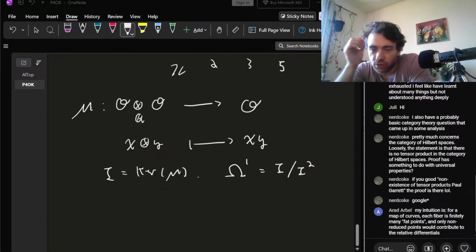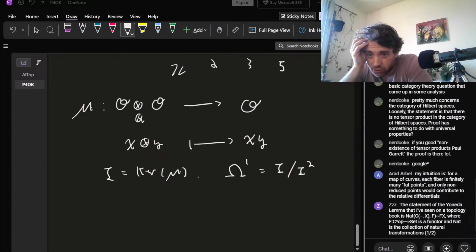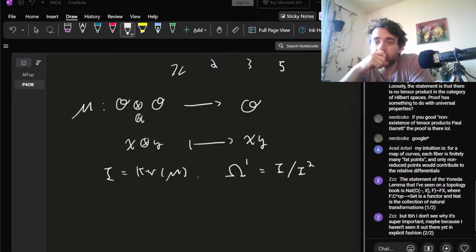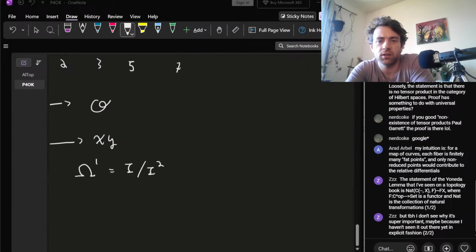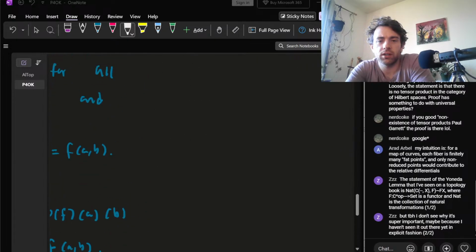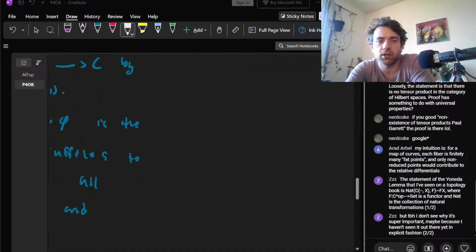Okay, so here's the category theory question. Pretty much concerns a category of Hilbert spaces. Loosely, the statement that there is no tensor product in the category of Hilbert spaces. Proof has something to do with universal properties. Interesting. Is there not? I thought there's a way to make a tensor product.